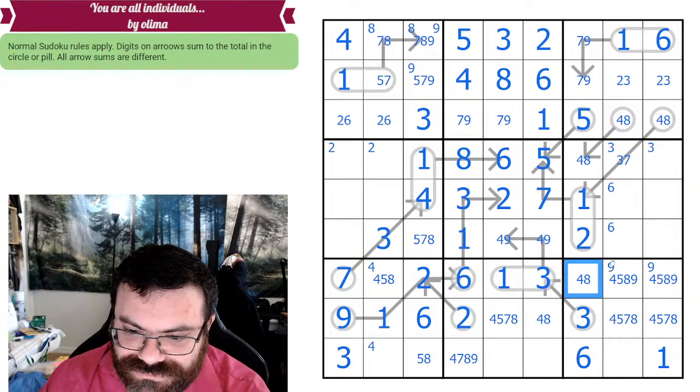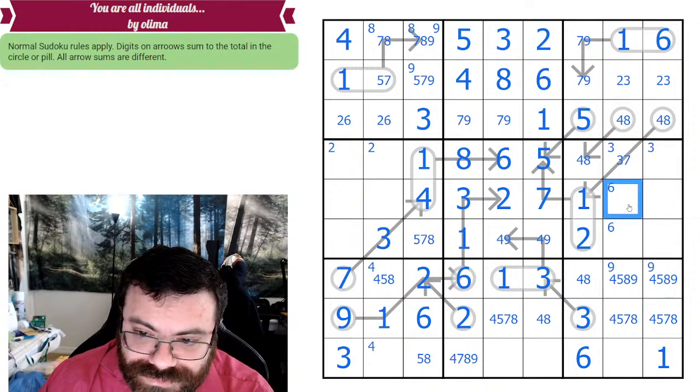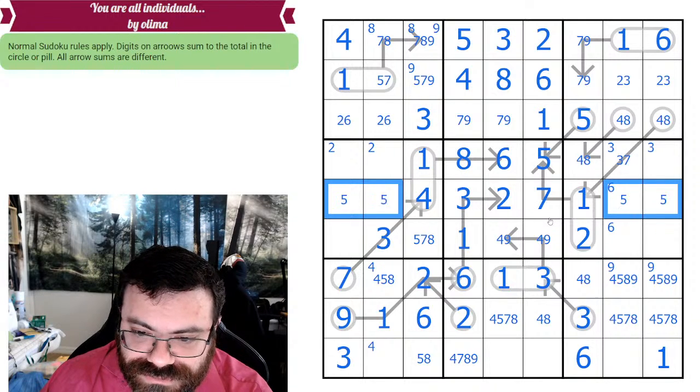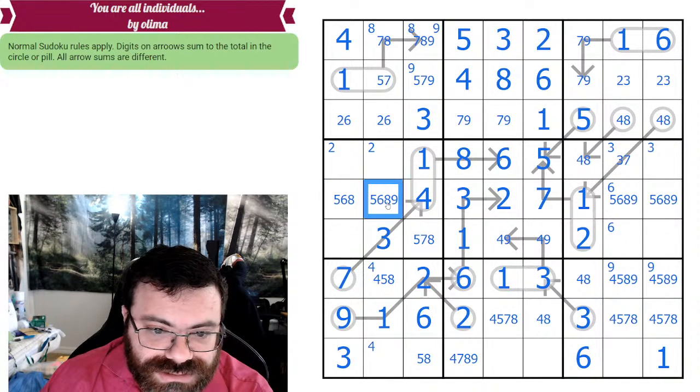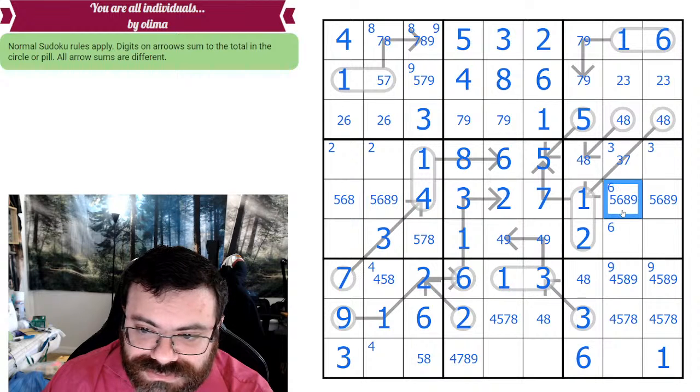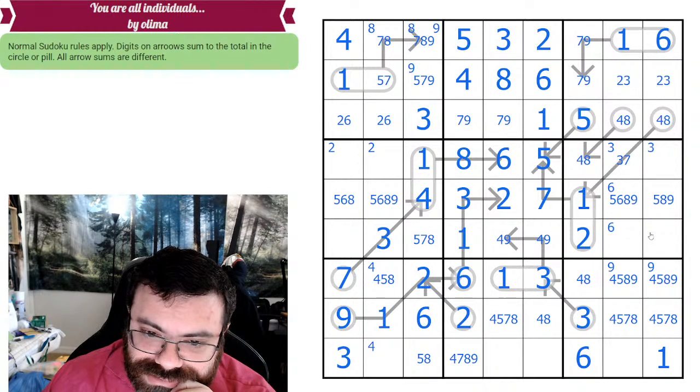This is not a 5. What am I missing? This quad maybe? 1, 2, 3, 4, 5, 6, 8, 9. That's not 9. It's not 6. No, nothing good there.